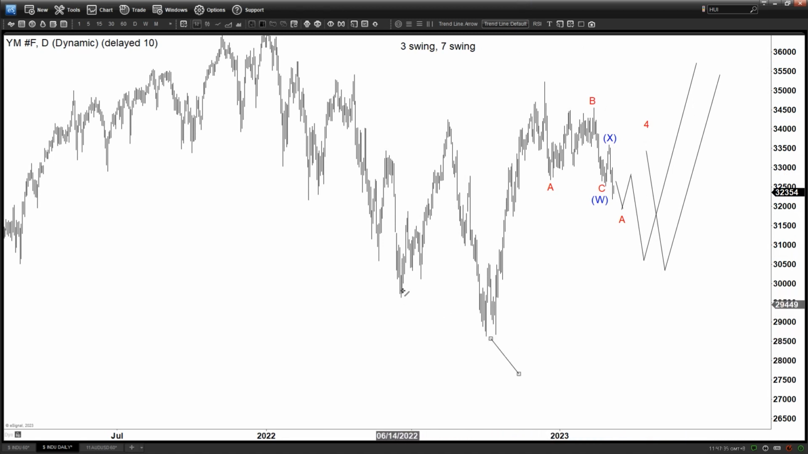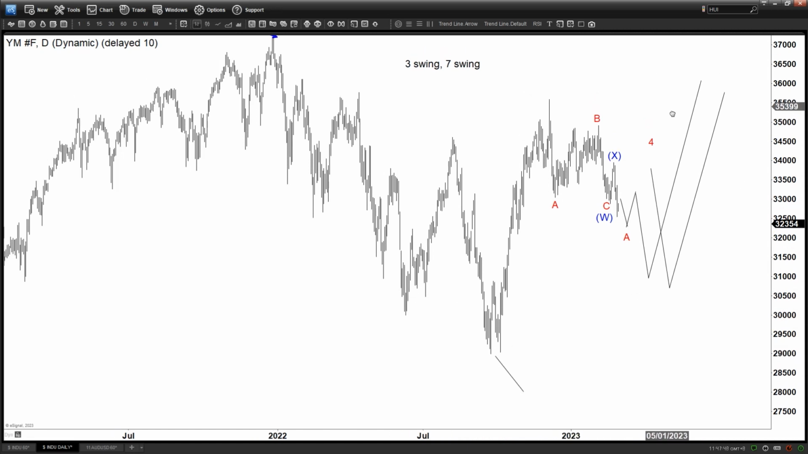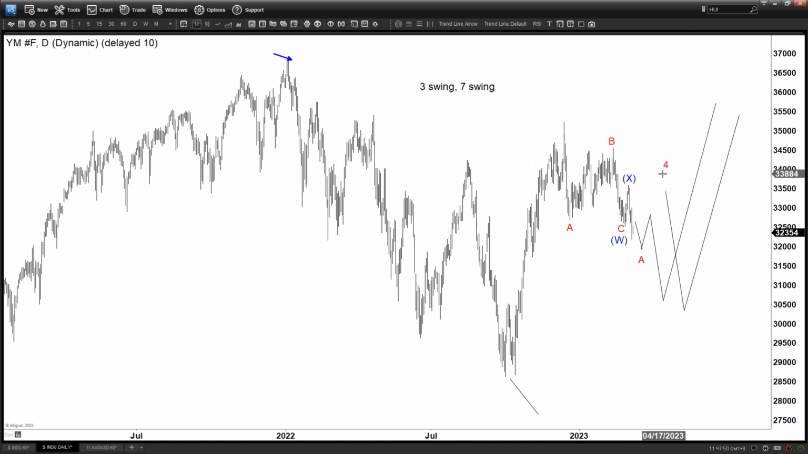Now, if it's the expanded flat, then that's a different story. The expanded flat can even become a nest, 1 2 1 2, and then we can become 3 of 3 if that's the case. If this is an expanded flat, okay. So that's the idea. The bottom line is a 5 swing structure, shorter cycle, looking for more downside.